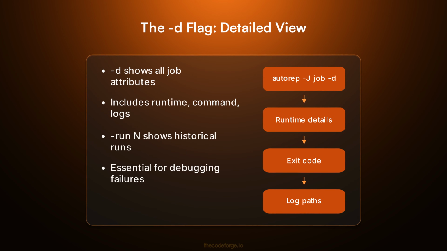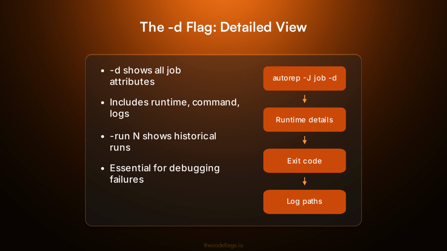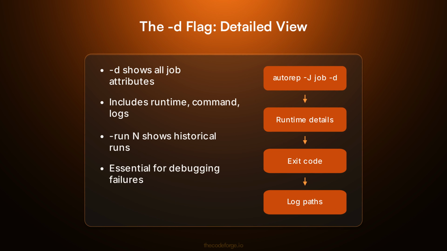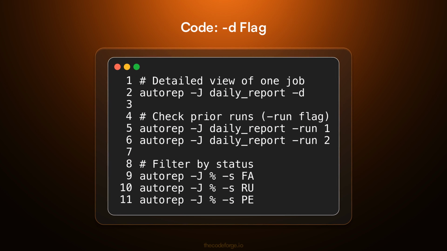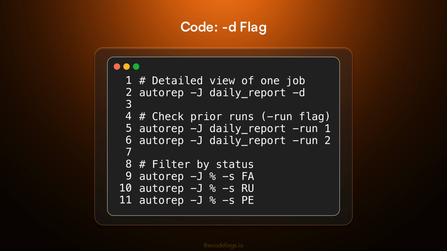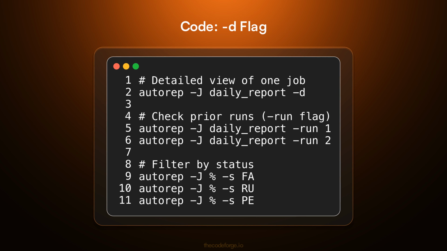The default autorep output shows only job name, last start, status, and exit code. That's not enough for debugging. Use D to see actual runtime, command, stdout/stderr paths, and any override attributes. When a job fails, first command: autorep J jobname D. Then check stdout/stderr paths from the output. Always include D in your debugging workflow.